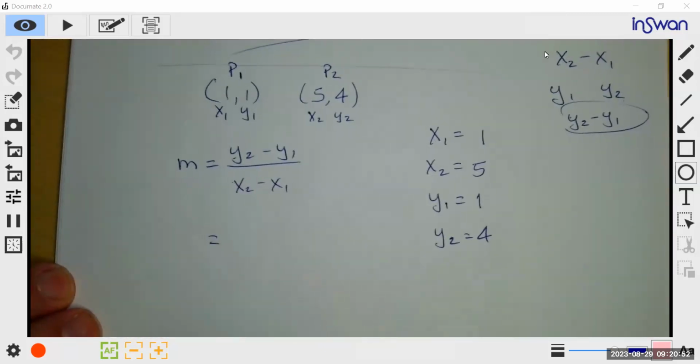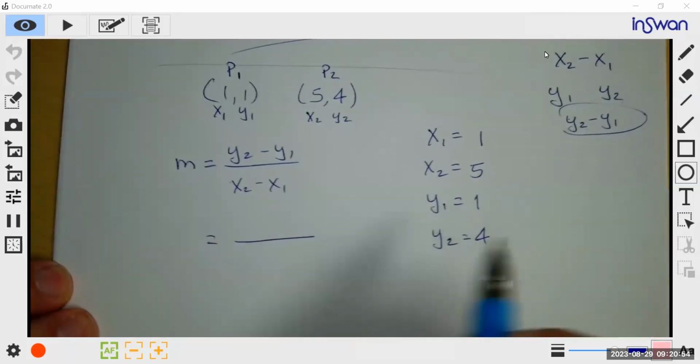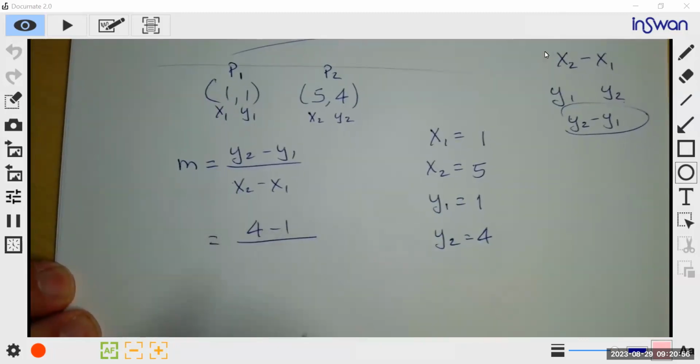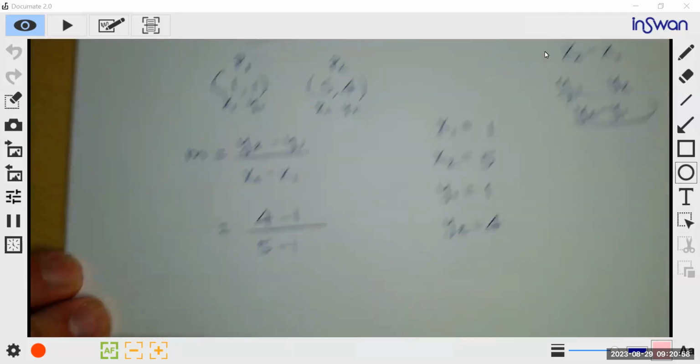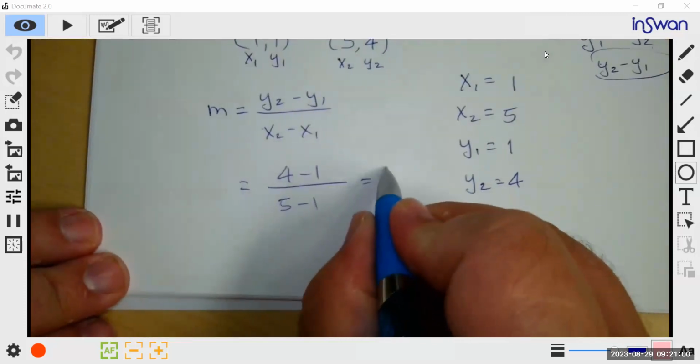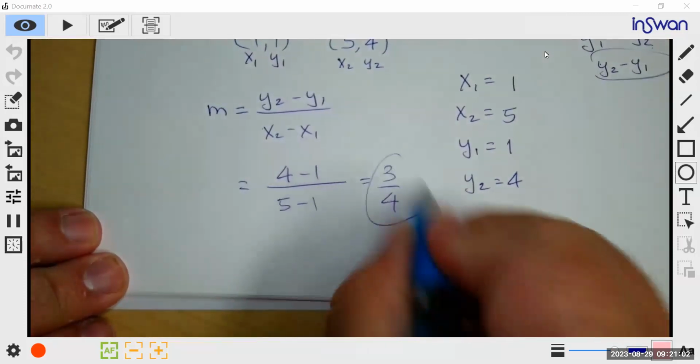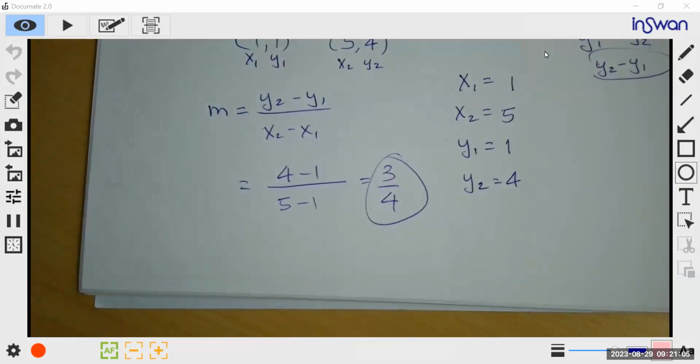Once you label them, it's a matter of plug and play. 4 minus 1 over 5 minus 1. And there's your slope. And this is where we have to call it a day.